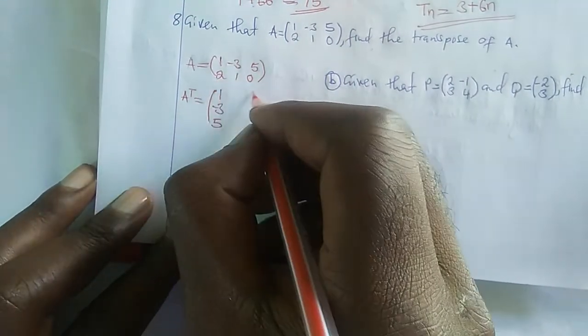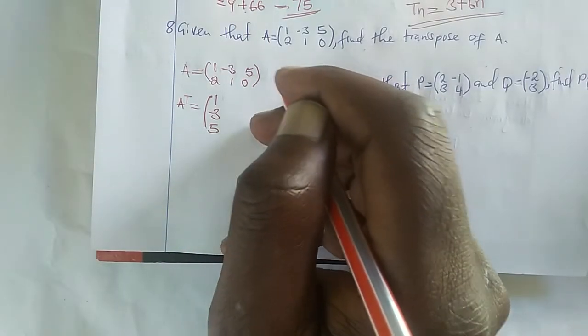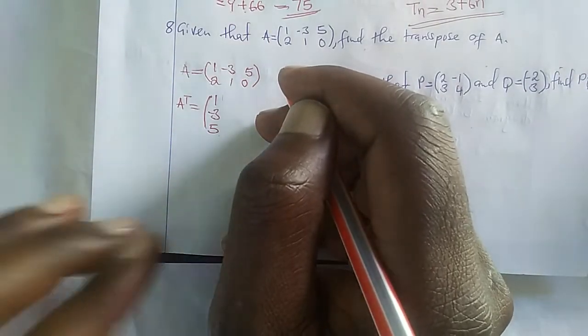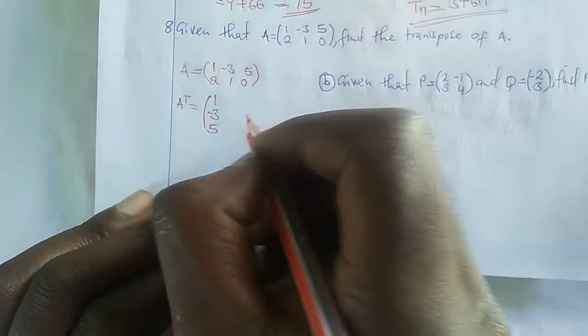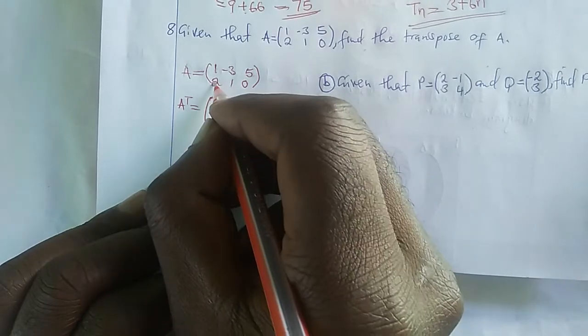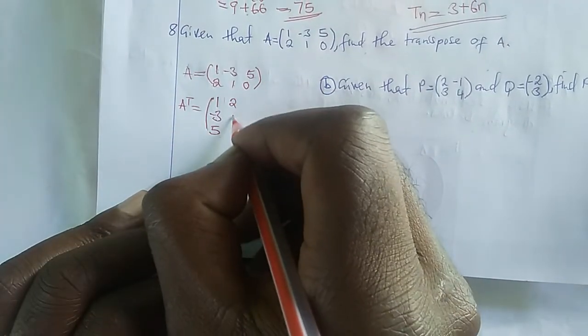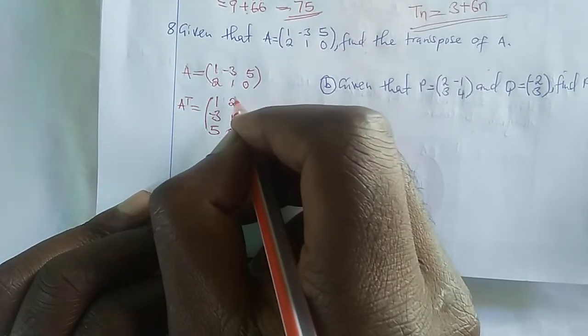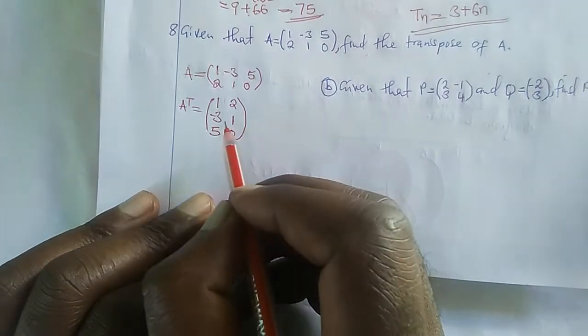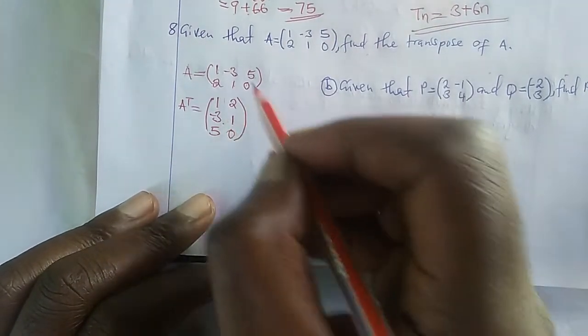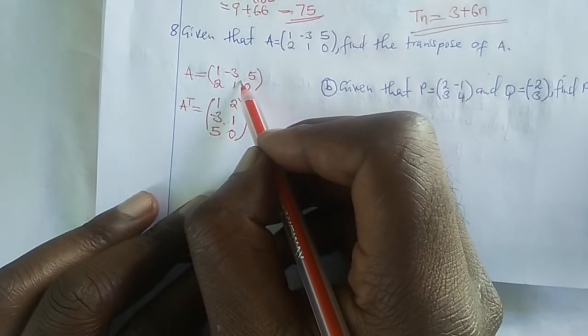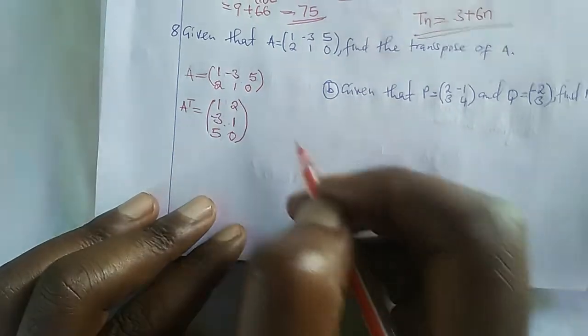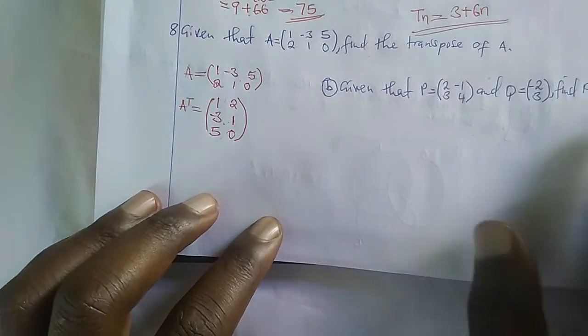Then we get this one, which is 2, then this one comes here, then this 0 comes here, and then we write it like this. So this matrix is the transpose of this matrix. Okay, so that's how you write the transpose of any given matrix.